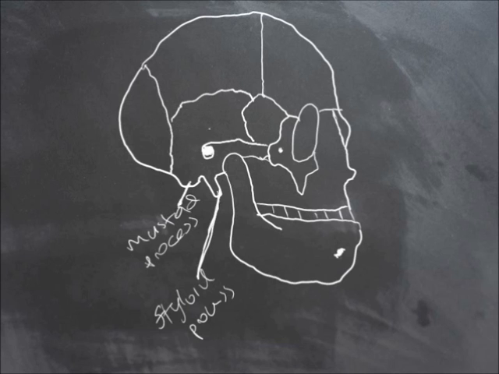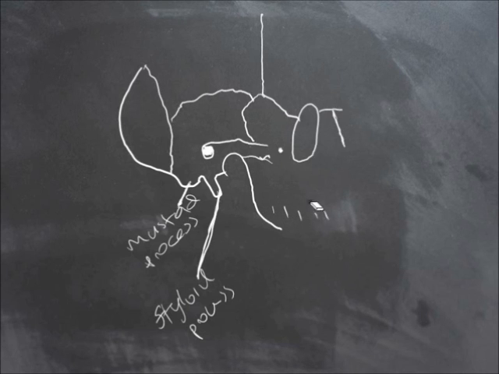Up here, on the temporal bone, we have the temporal fossa, and in between this sphenoid bone and the zygomatic arch, in between the zygomatic arch and this sphenoid bone, is the infraorbital fossa. Just in there. So those are the main features of the side of the skull.